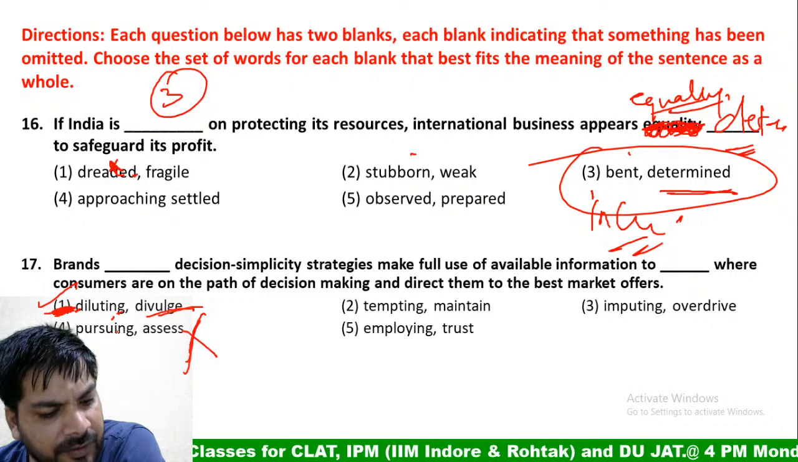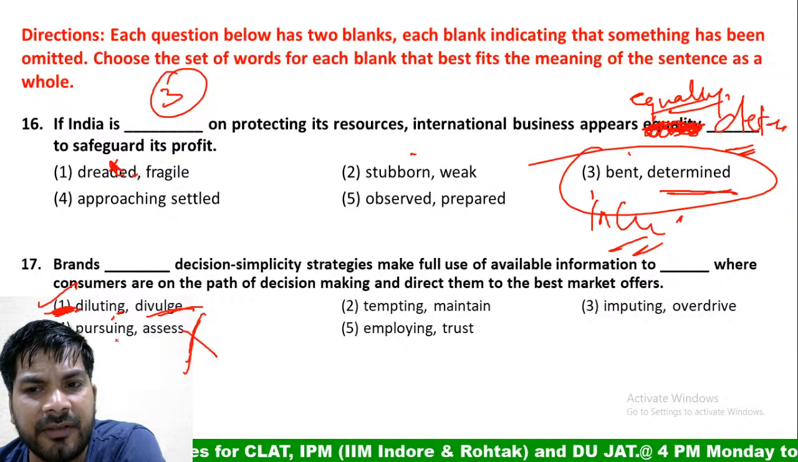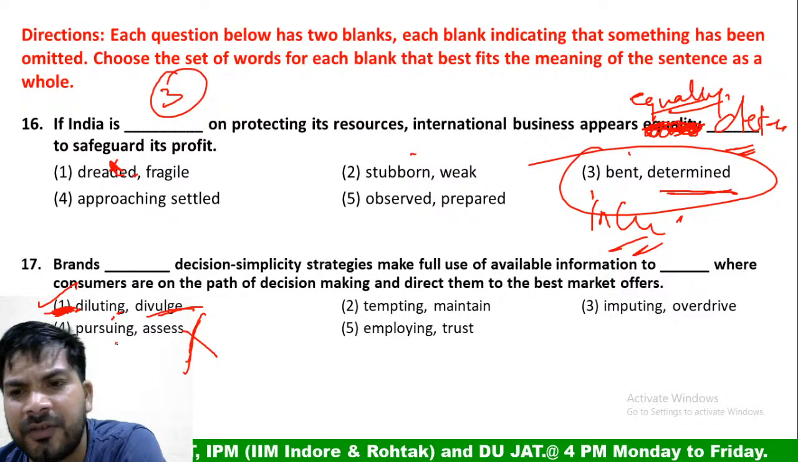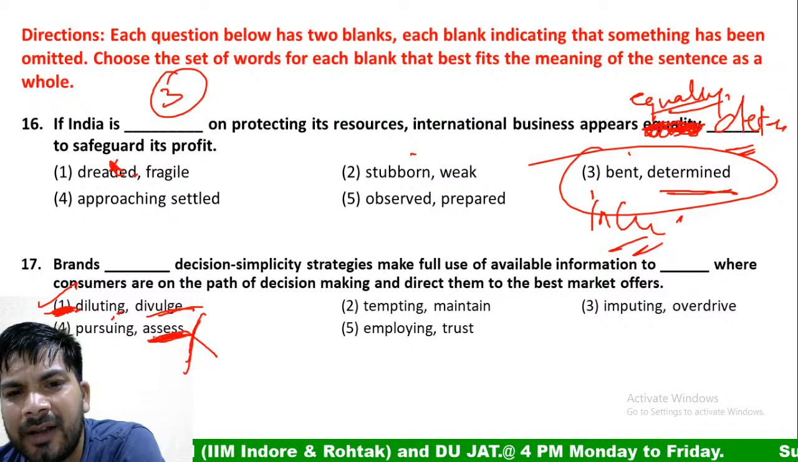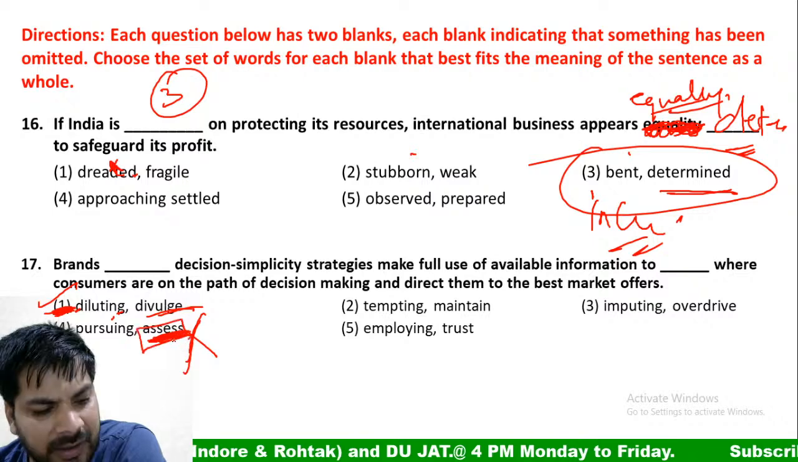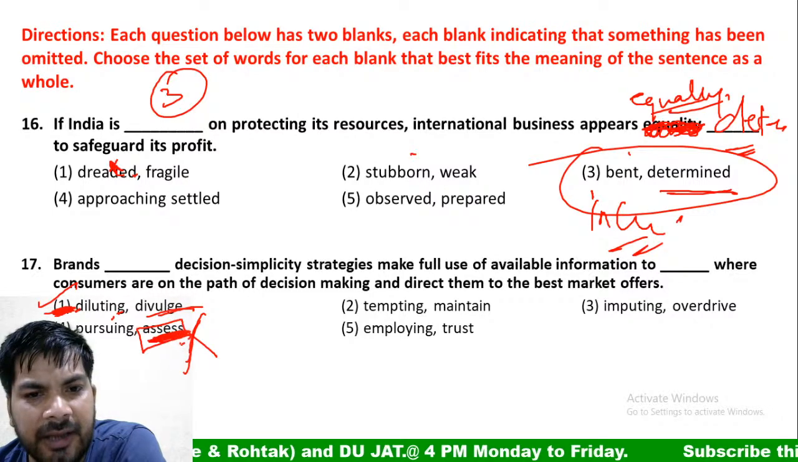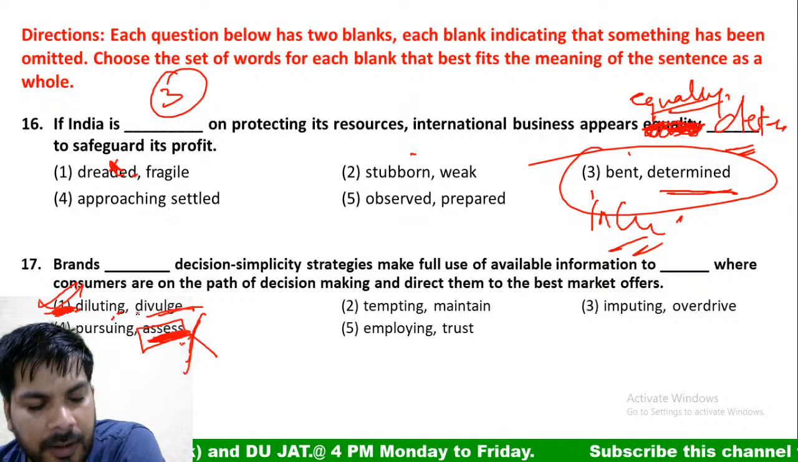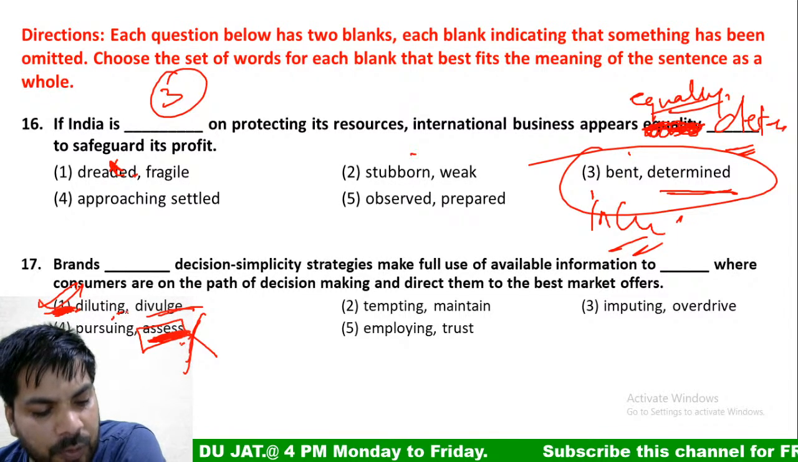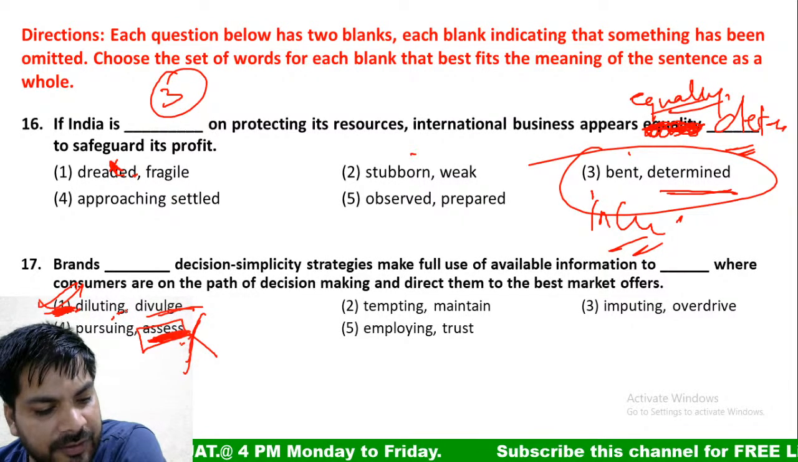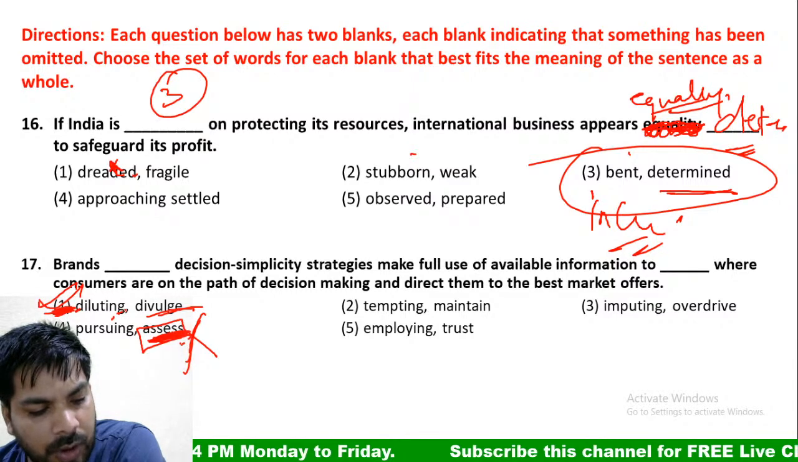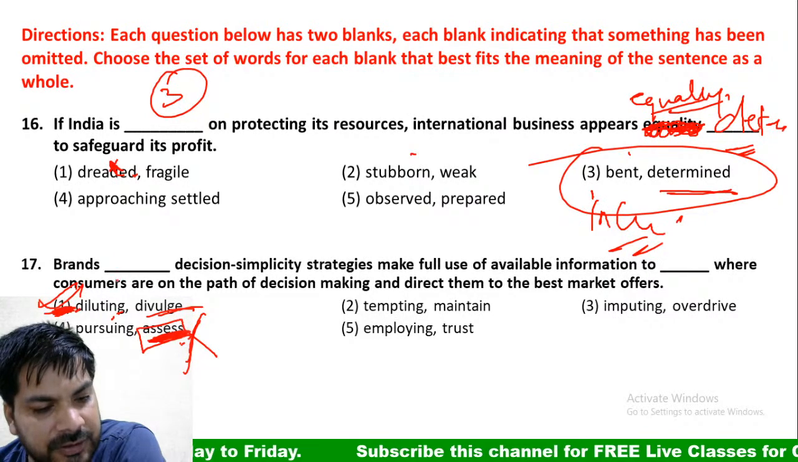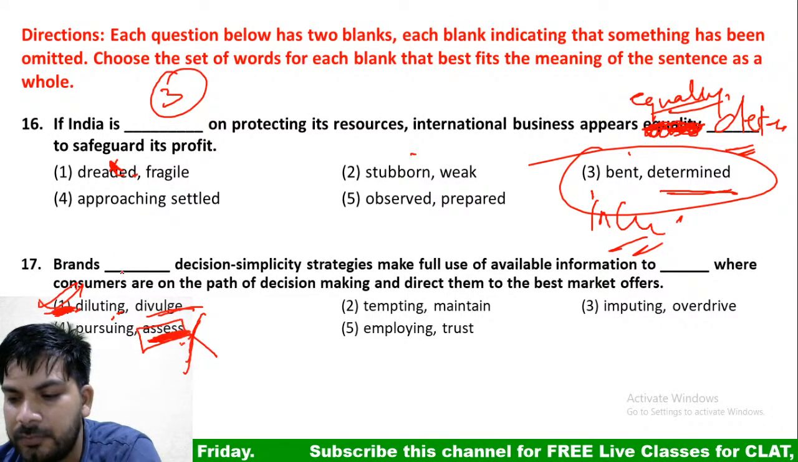All right, a lot of people are saying fourth. See, pursuing decision simplicity strategy make full use of available information to access where consumers are on the path of decision making. I don't think that is making a lot of sense, ladies and gentlemen. Hence, we'll go for the first one. First one is making much more sense to me. Brands who basically help you in decision making are not actually helping you. They are trying to mold you into their own shape. So the correct answer should be first. That's how it goes.